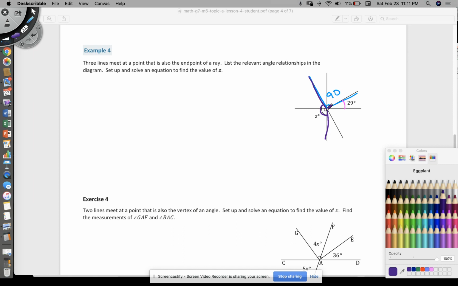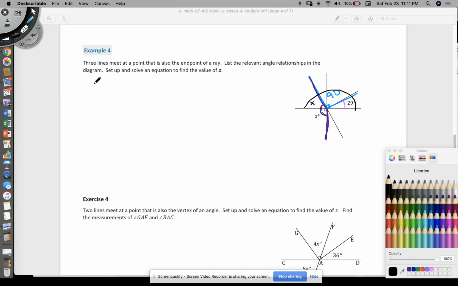This whole thing is z. Try to make that a little straighter there. This whole thing is z. So we're solving for z. So what do I see? I see that if I did, well, I have a missing angle over here. Let's just call that x. If I said x plus this 90 plus this 29, I'd get 180.